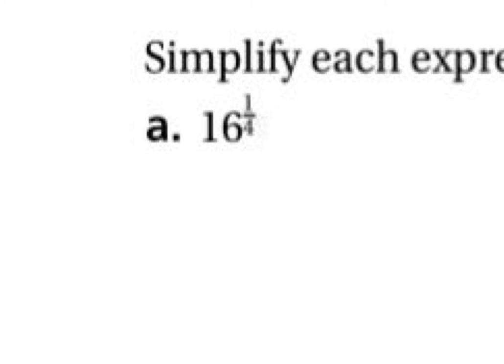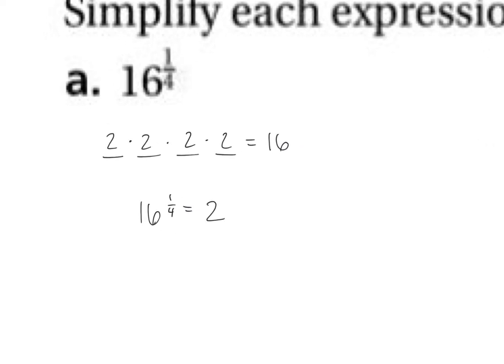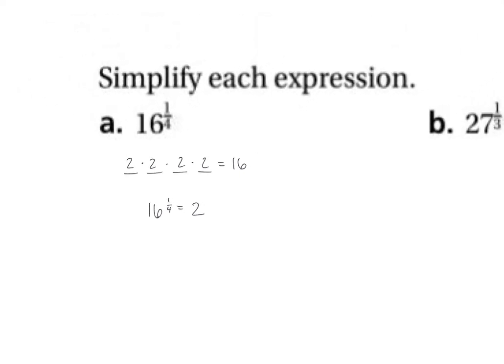What do you guys think? What times itself 4 times is going to give us 16? Here you go, Brandon. Tessa, what do you think? 2. Excellent. Okay. So this is 2 times 2 times 2 times 2 equals 16. So 16 to the 1/4 equals 2. What number times itself 4 times equals 16? It's 2. Check it out.